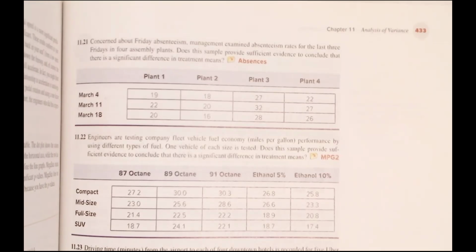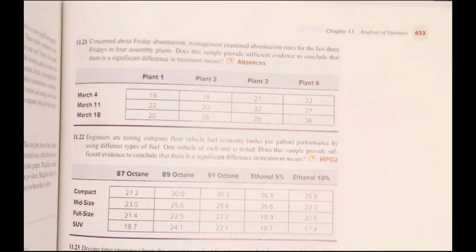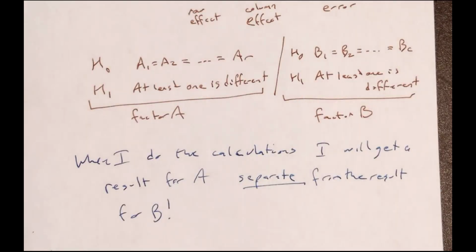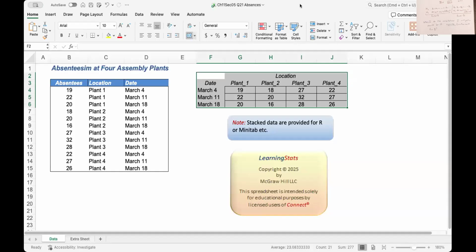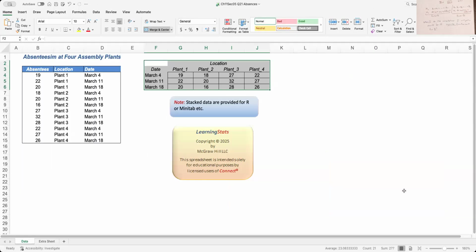So now I would say, let's run the numbers. Here's the data, exactly the same way we just saw it in the text, written up for Excel. That highlighted block up there, across each row is a date, down each column is a plant. I'm going to do an ANOVA, 2-factor, no repetition.